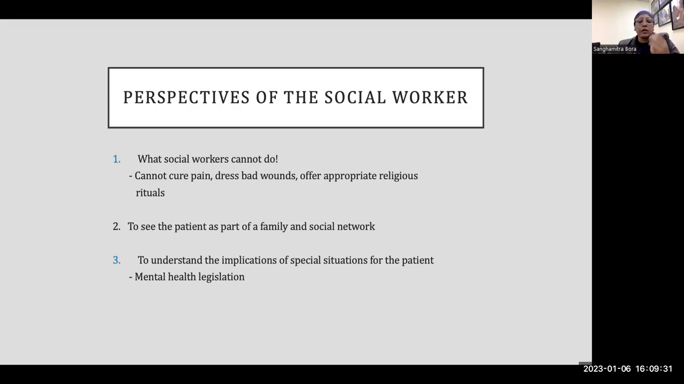And secondly, the social worker needs to see this patient as part of the family and part of the social network that is in and around the family and the patient. Okay. And then, of course, last but not the least, the social worker must understand the implications of special situations of the patient. For example, the mental health legislation of the country.